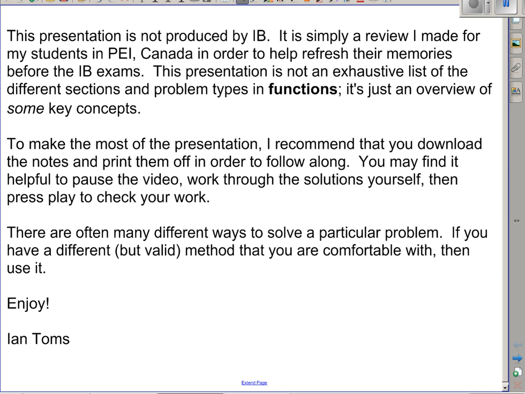There are a lot of different ways generally to solve a problem. So if you have a different way that you've been taught that makes more sense to you, by all means, please do that.